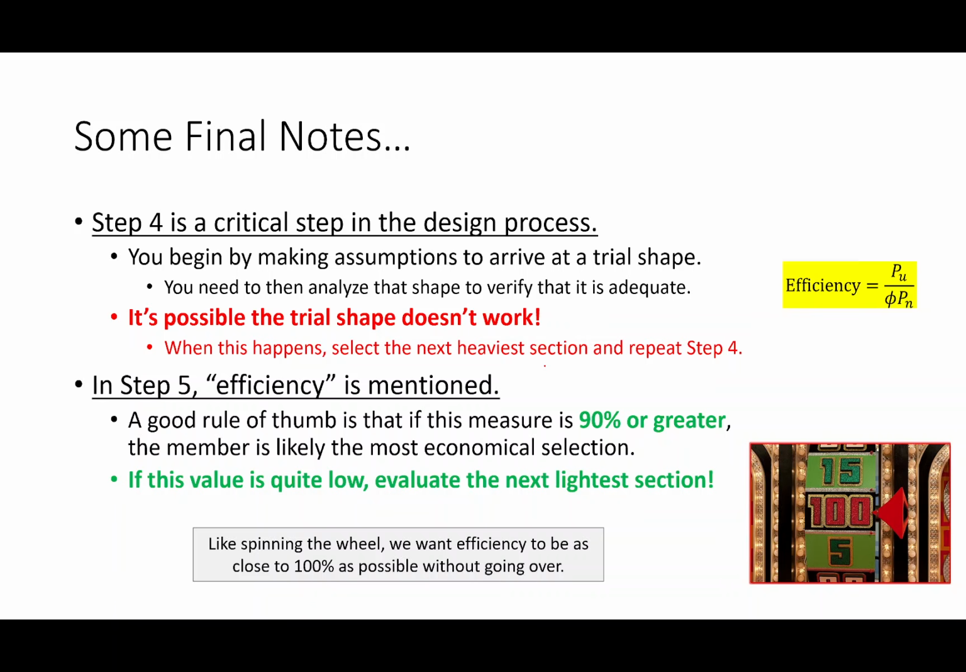And again, the thing with efficiency is you want to get as close to 100% as possible without going over. If you go over, the loads are bigger than the resistances and the member is unsafe. Does that make sense?